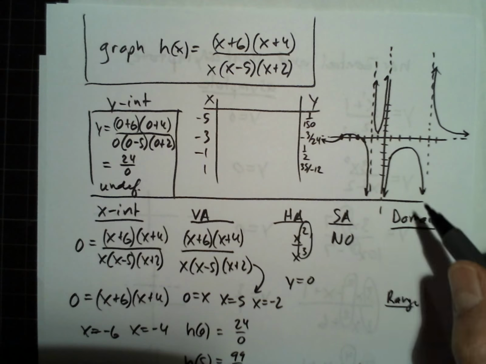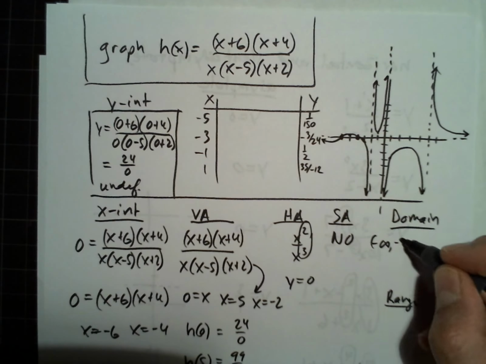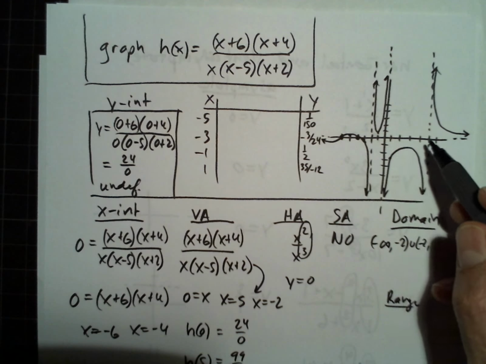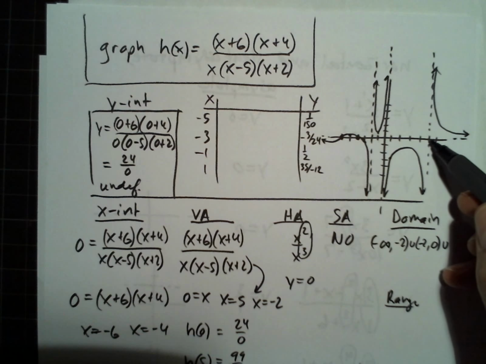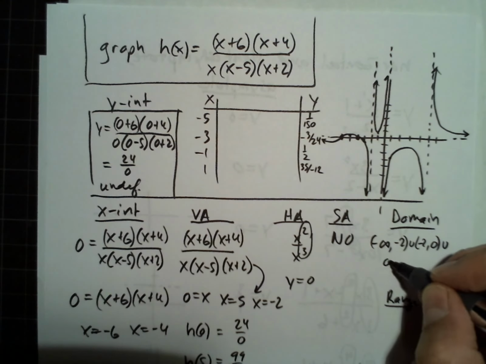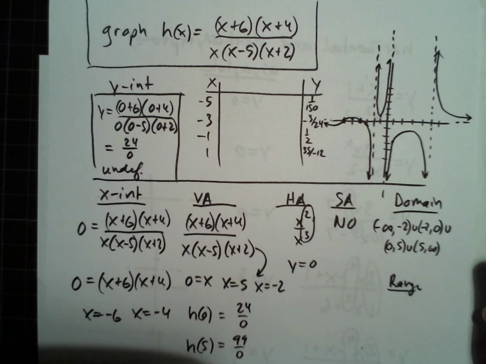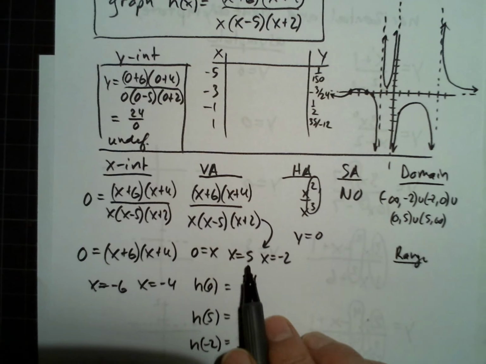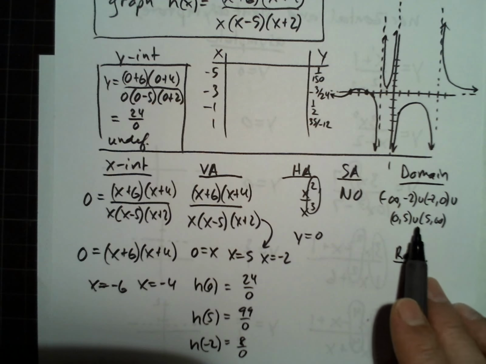The domain starts from -infinity. It stops at -2, and then it goes from -2 to 0. And then it goes from 0 to 5, and then from 5 to infinity. So we just have to leave out the vertical asymptotes. We have vertical asymptotes at -2, so we have to leave it out. Vertical asymptote at 0, so we want to exclude 0, and we also don't want 5.